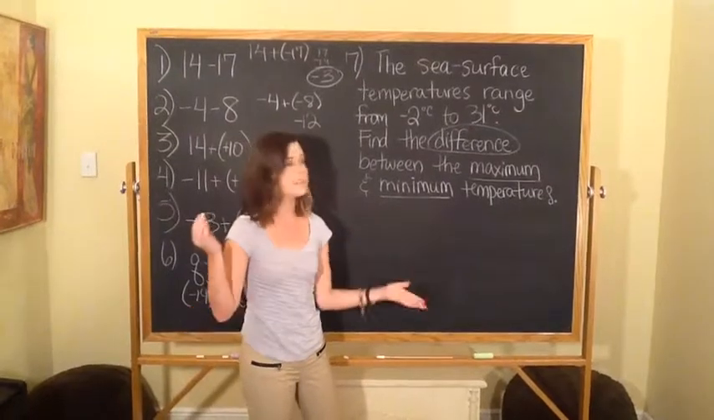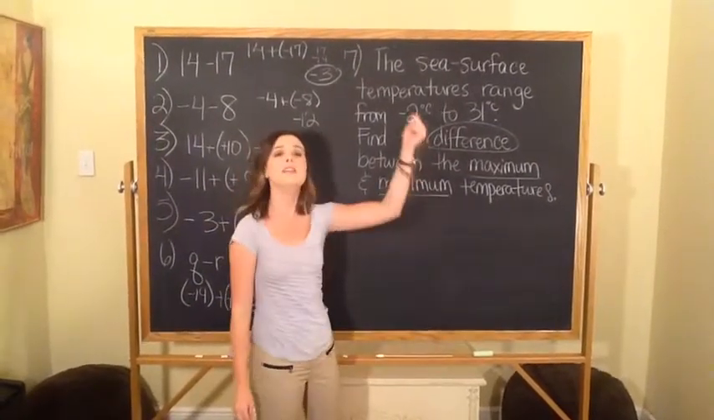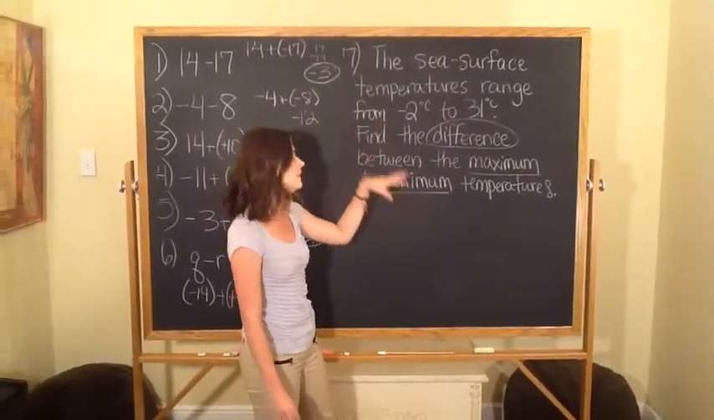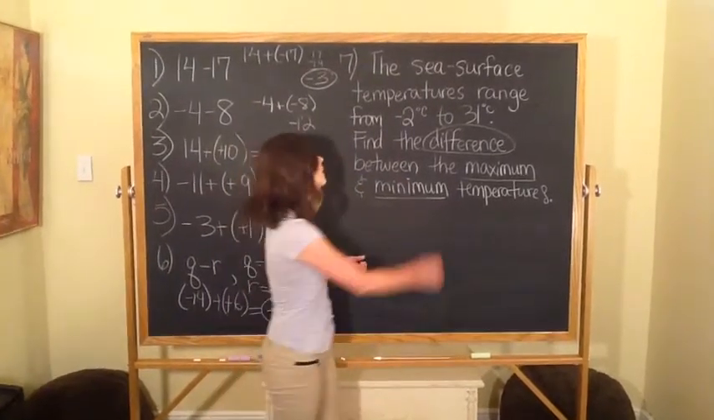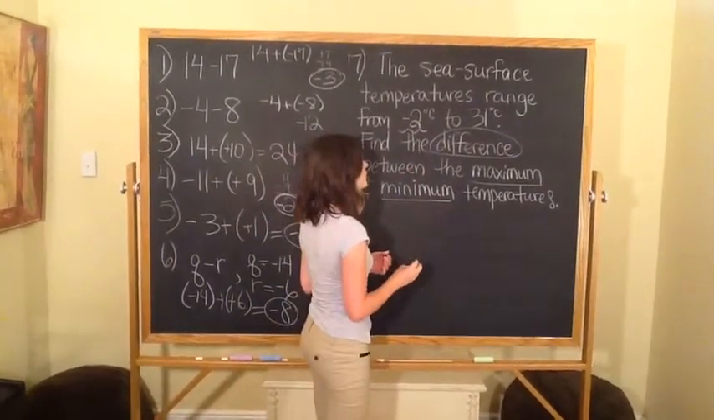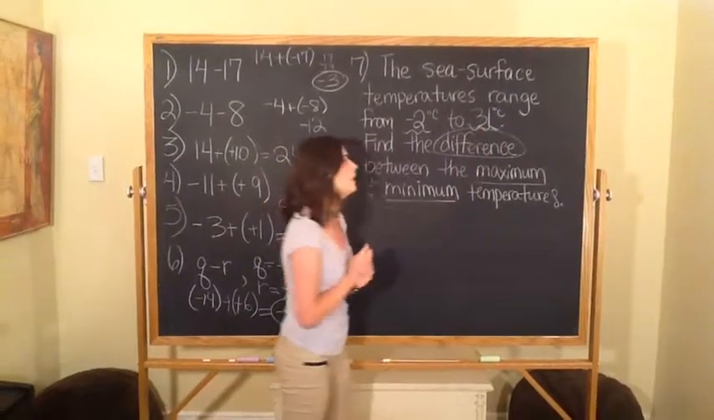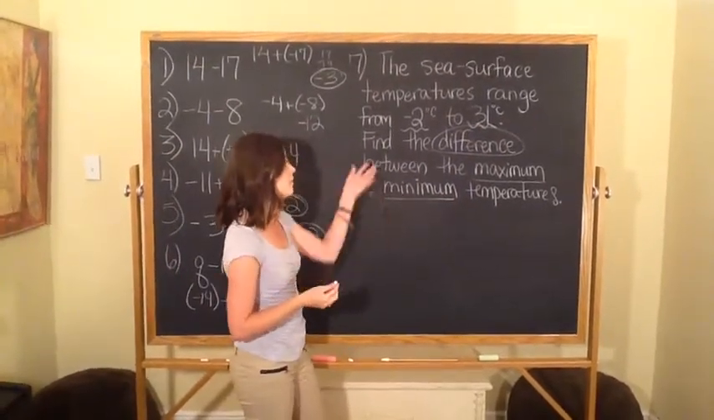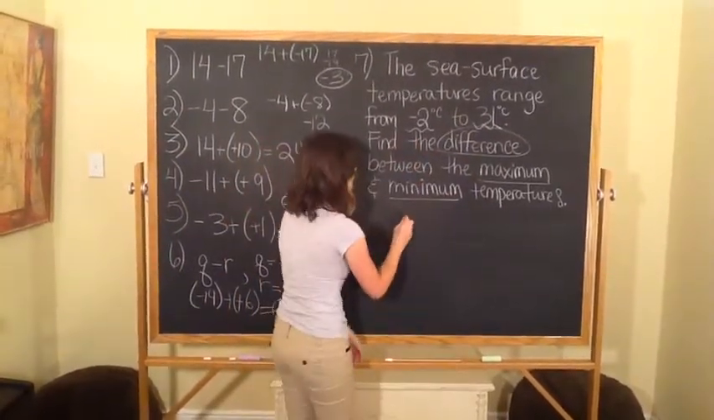So what is the maximum and what is the minimum temperature? So I'm going to go back to the beginning of the word problem to see some of the information that they gave us. So they gave us negative 2 degrees Celsius and 31 degrees Celsius. So between the minimum and the maximum, let's go ahead and subtract them.